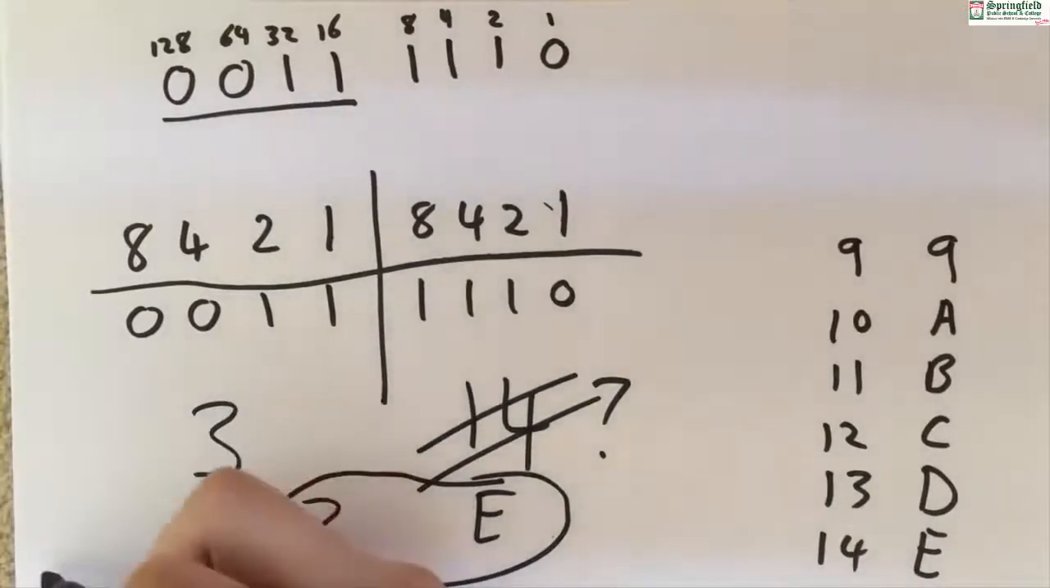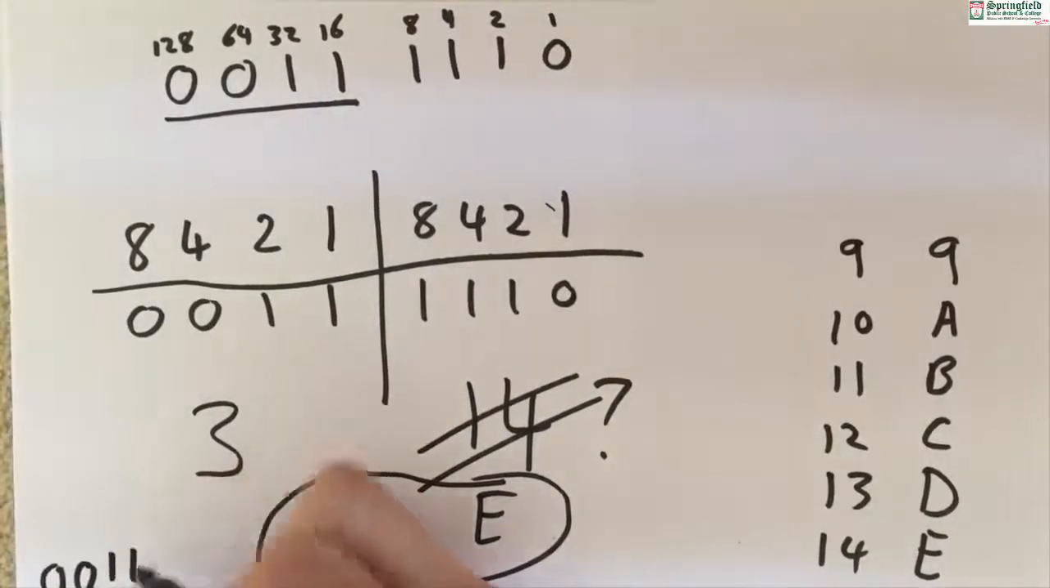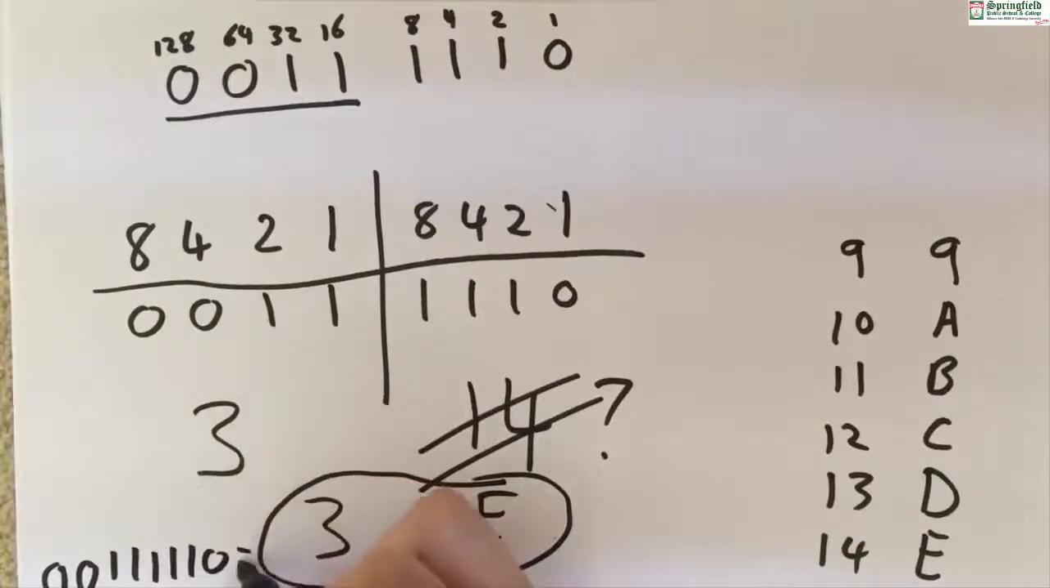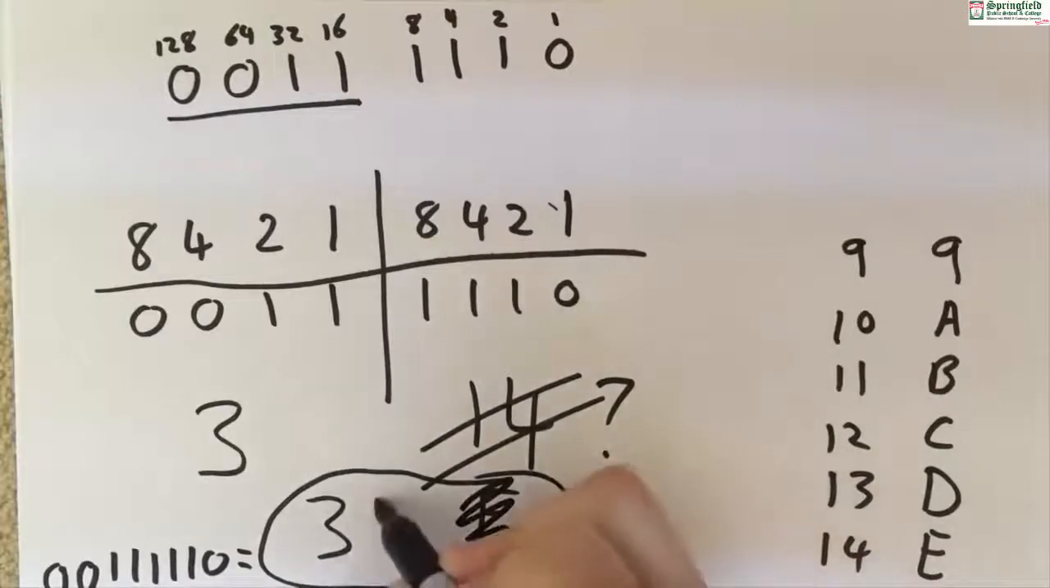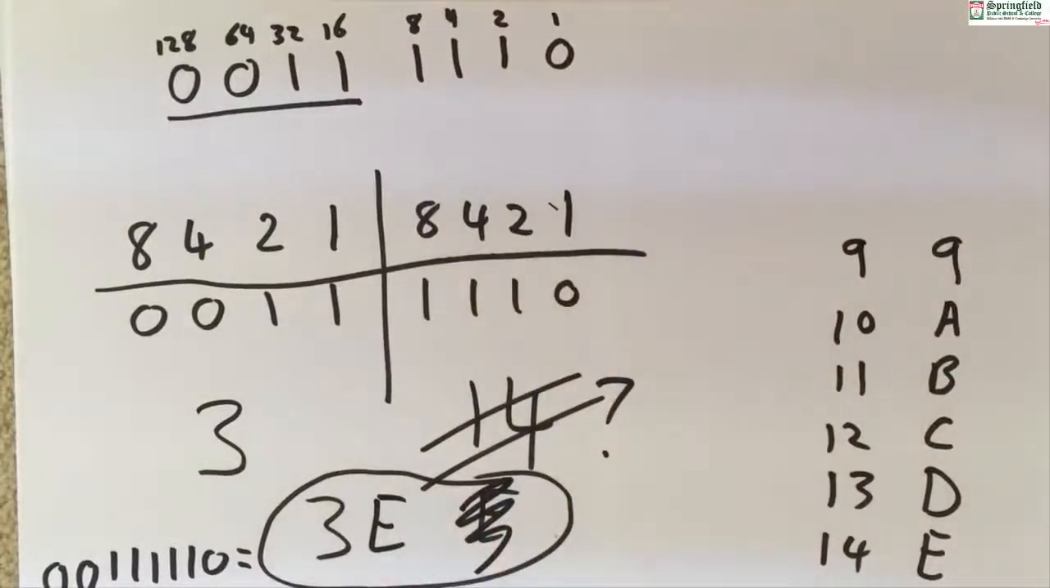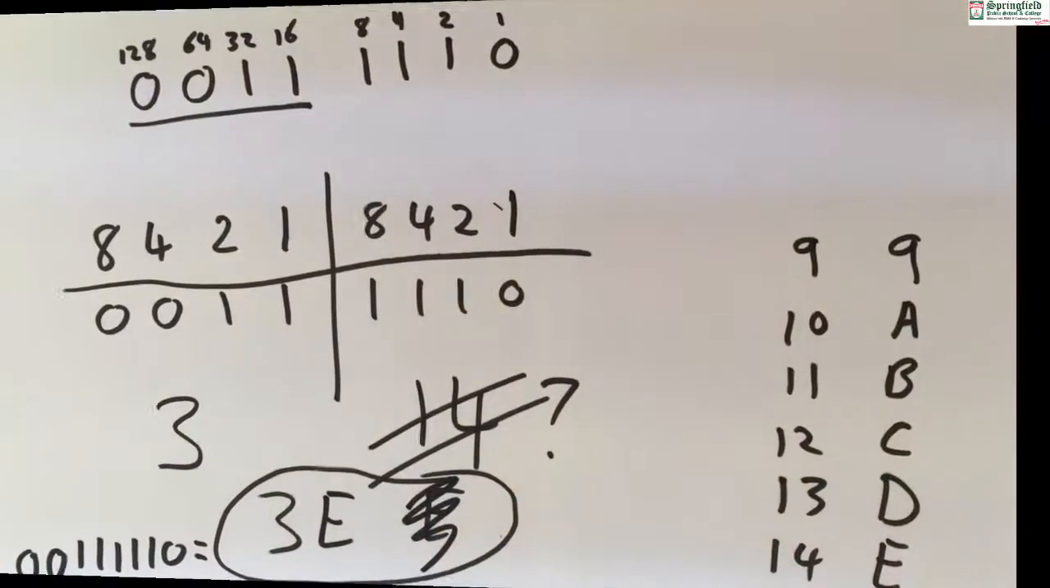So we can say the binary representation of 00111110 equals 3E. And that is converting between binary to hexadecimal. 3E is normally, just to be extra clear, denoted next to each other, just like so. So now let's look at converting between a hexadecimal number and converting that to a binary number.